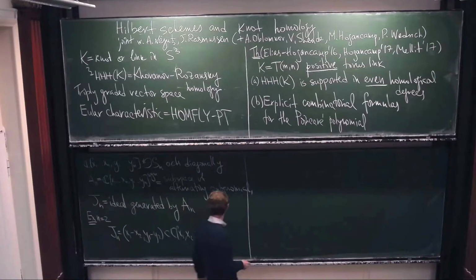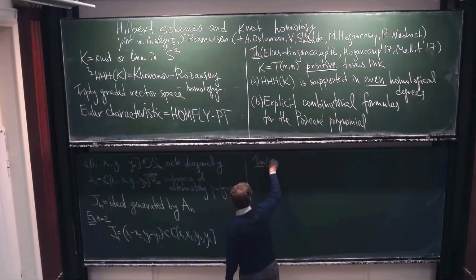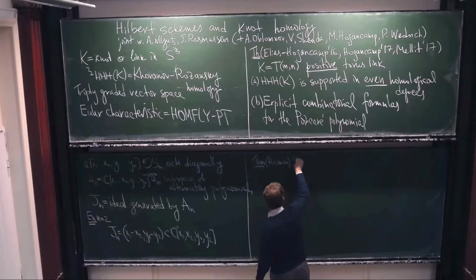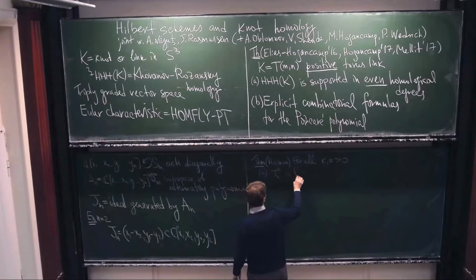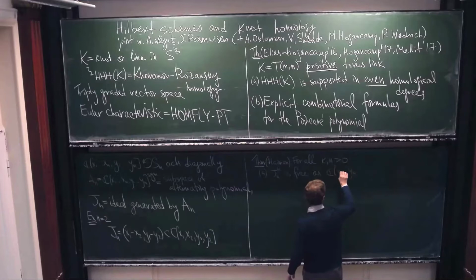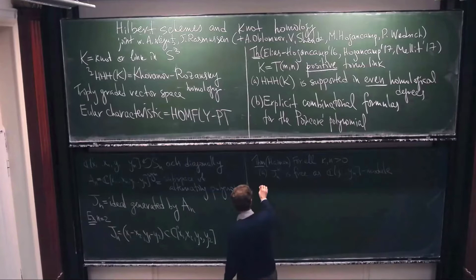And so now, the first theorem is that for all k and n greater than 0, first of all, J_n to the power k is a free C[y1,...,yn] module. And then there are some explicit combinatorial formulas, which again I don't want to write down.